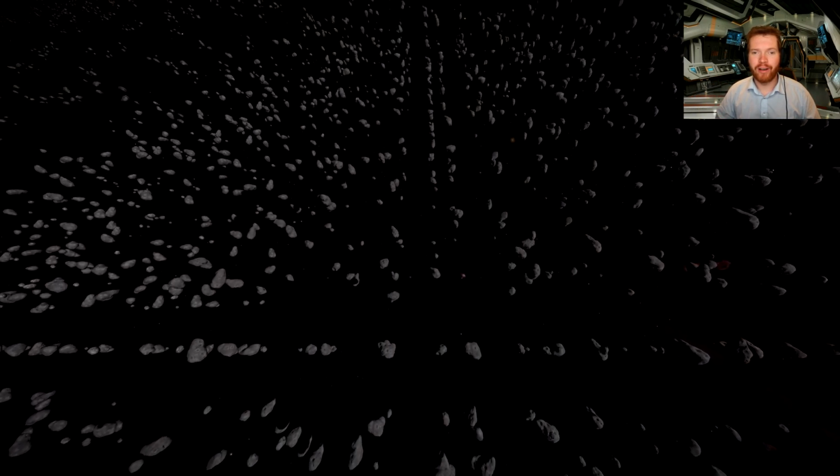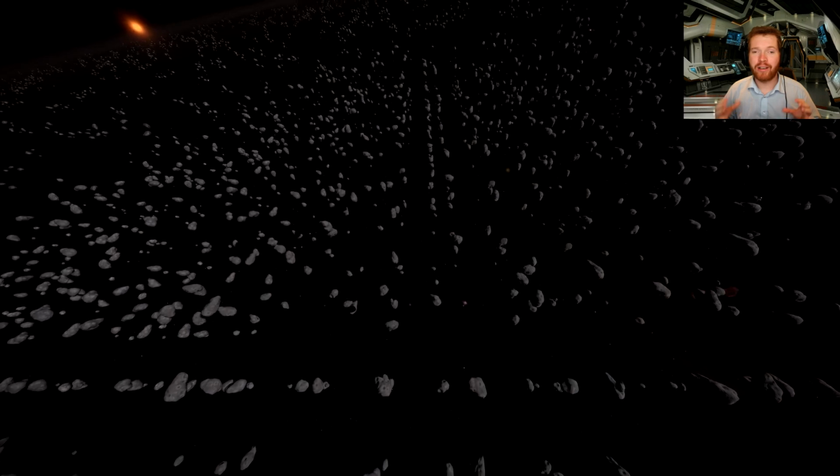And this is what's happening here, because when you drop in the middle of the belt, which is what's shown here, you can see a fairly tightly packed grid.